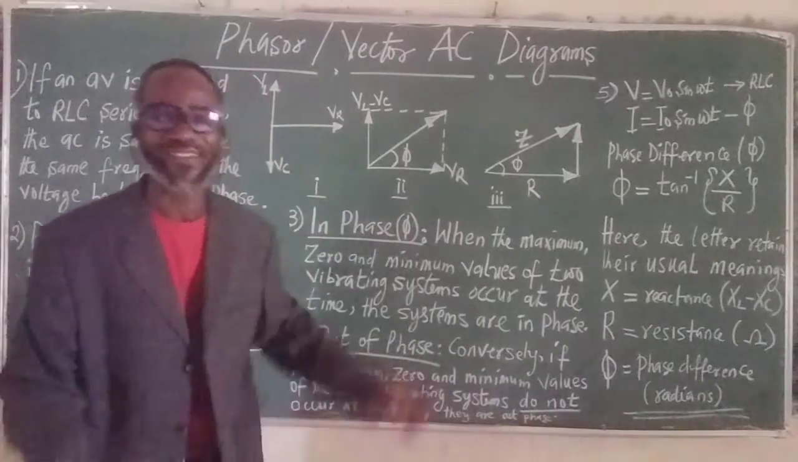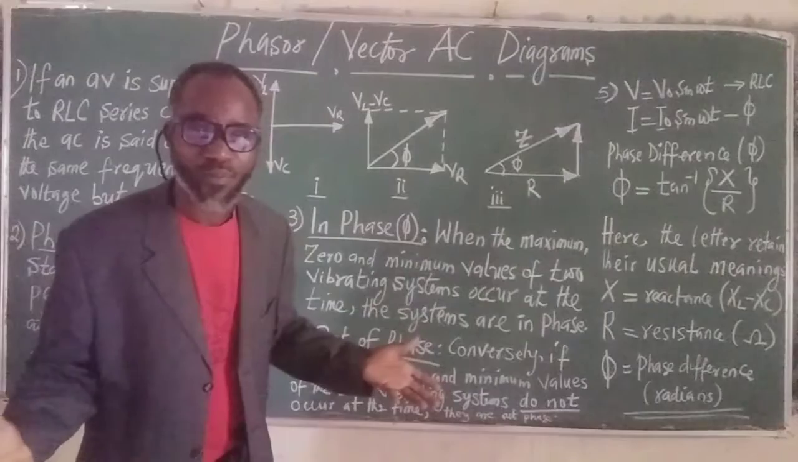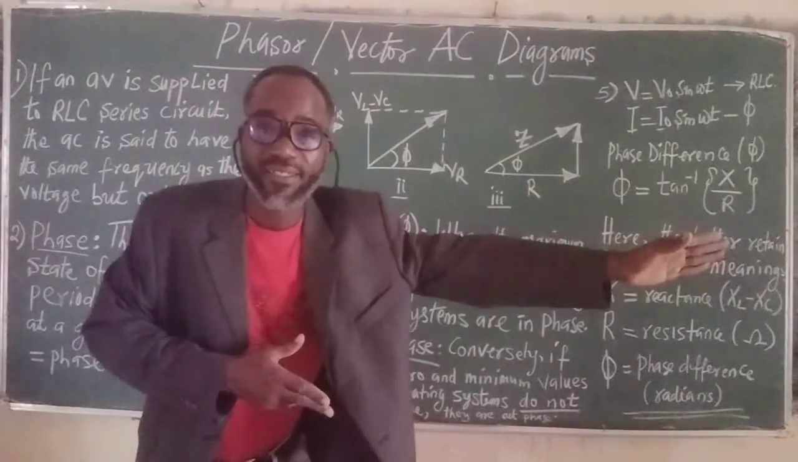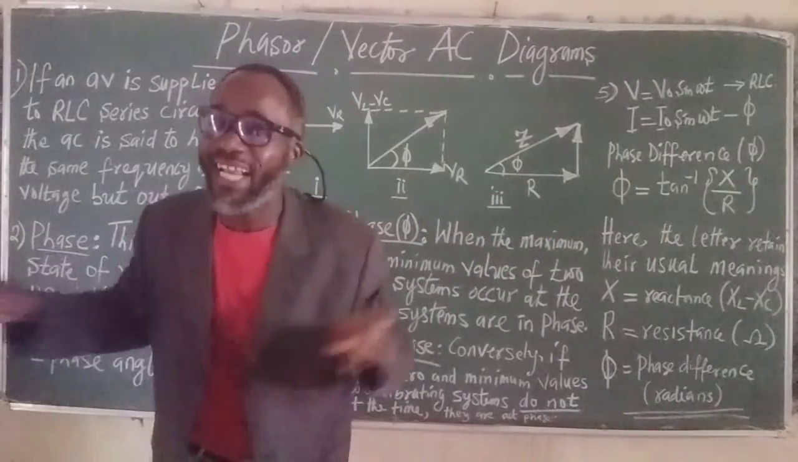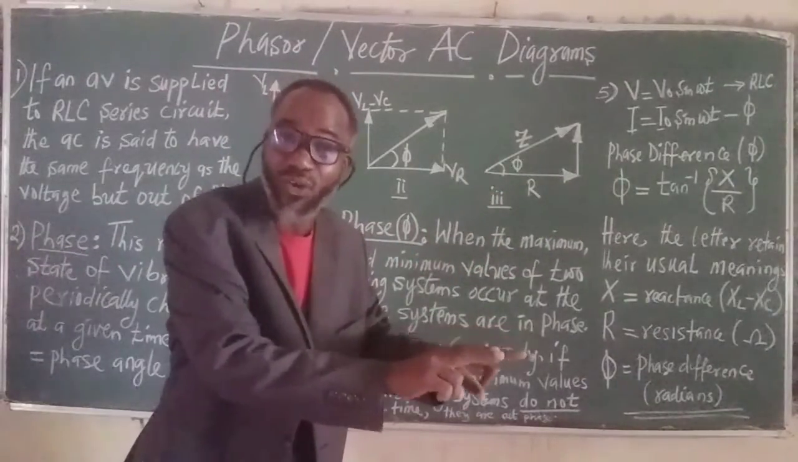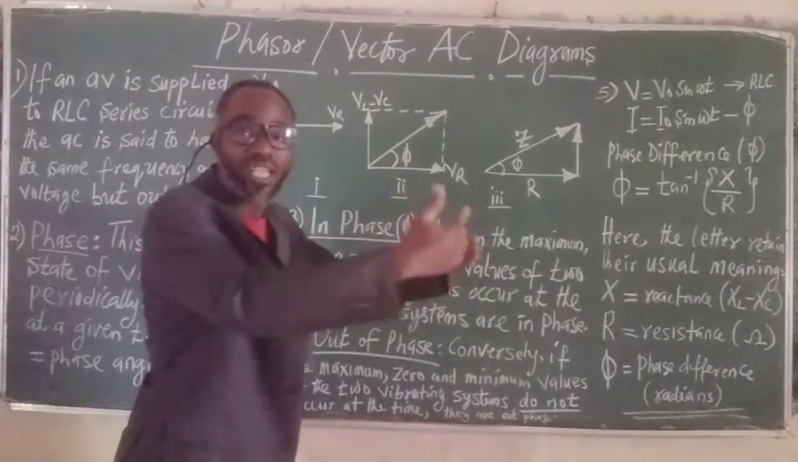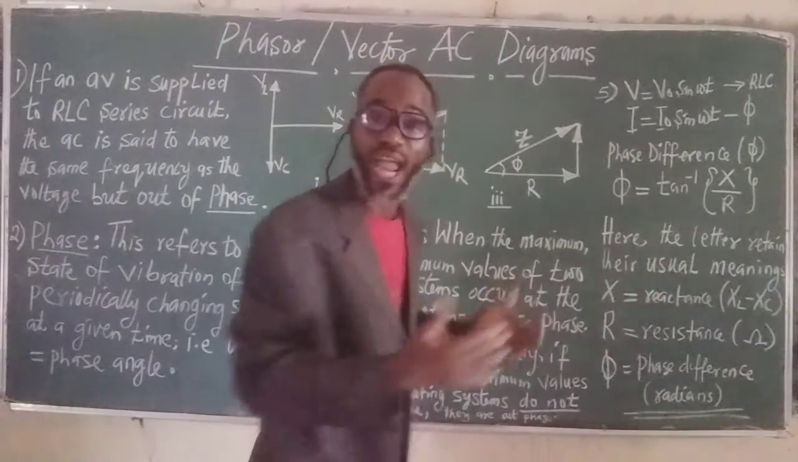Oh my goodness, this is interesting. If they are out of phase, under this condition, one must lead and one must also lag. So they cannot move in the same phase because they are out of phase. But if they're in phase, they move in the same step. Stepwise. That's what happens.